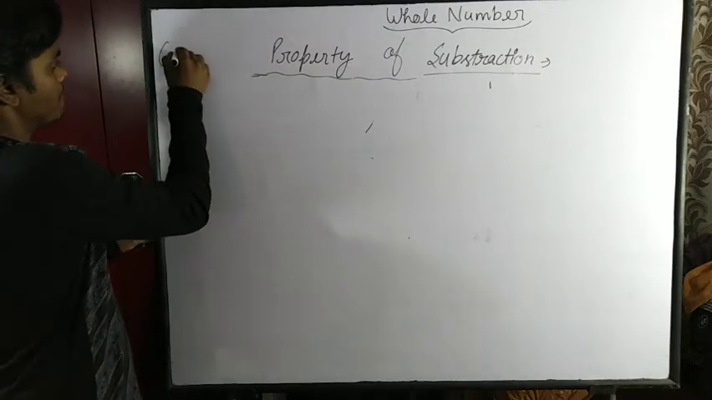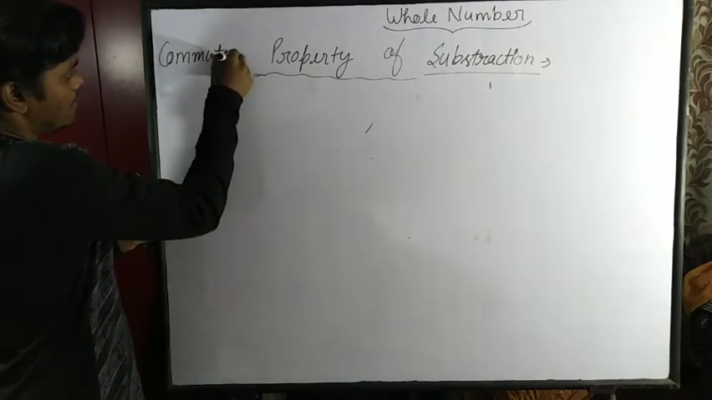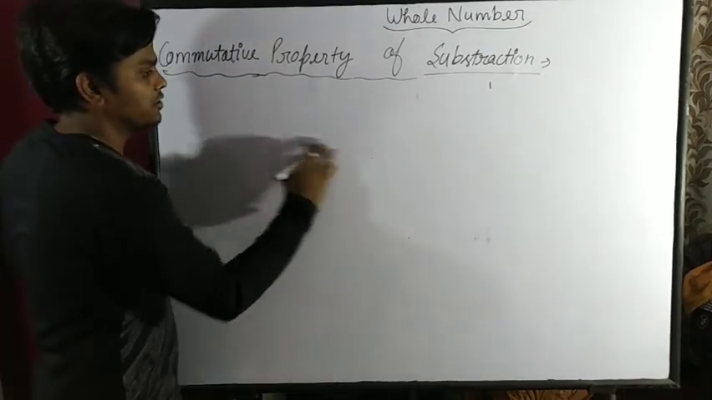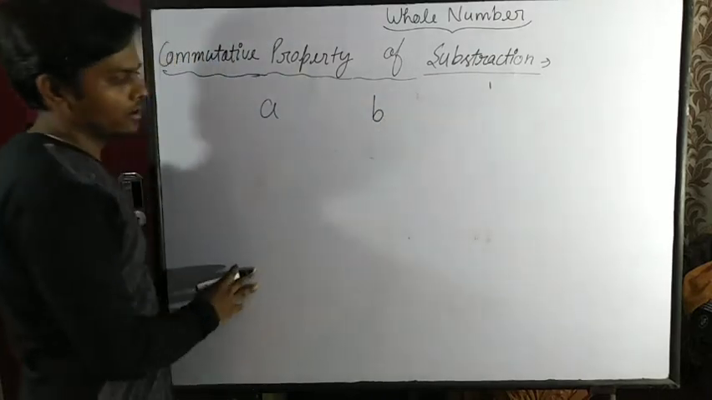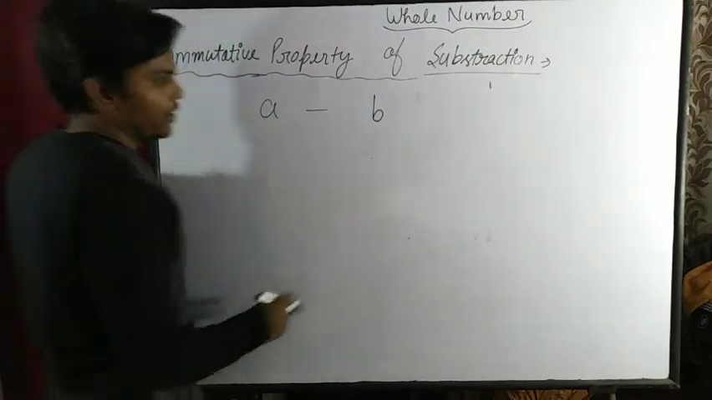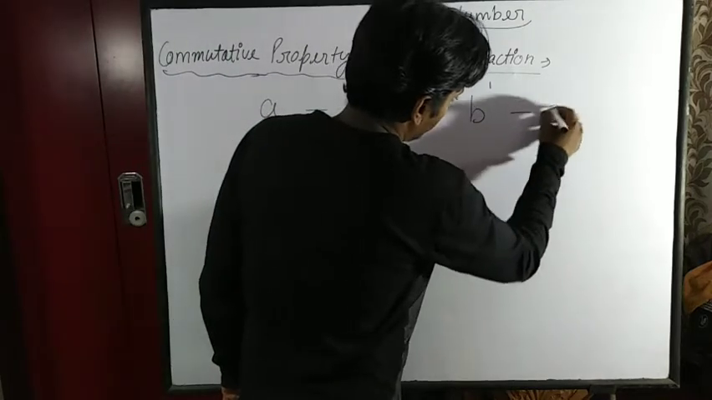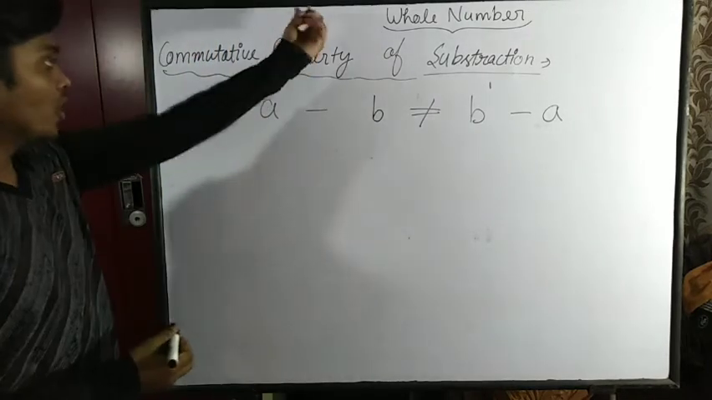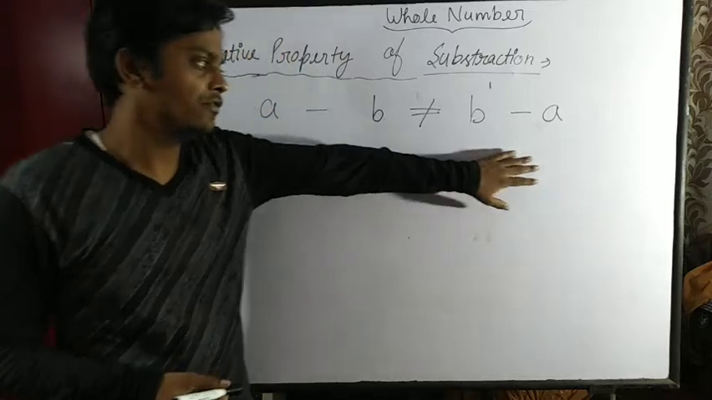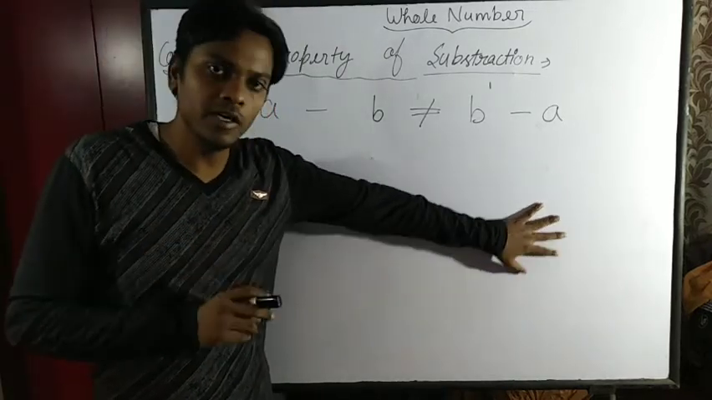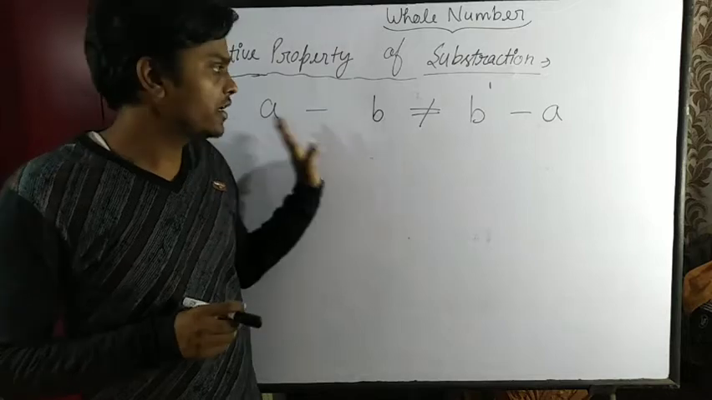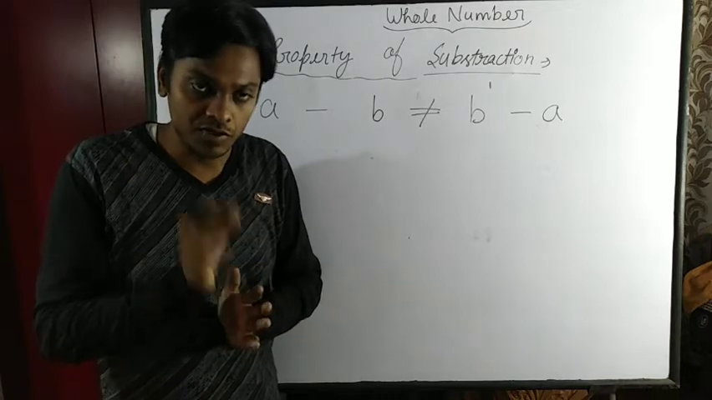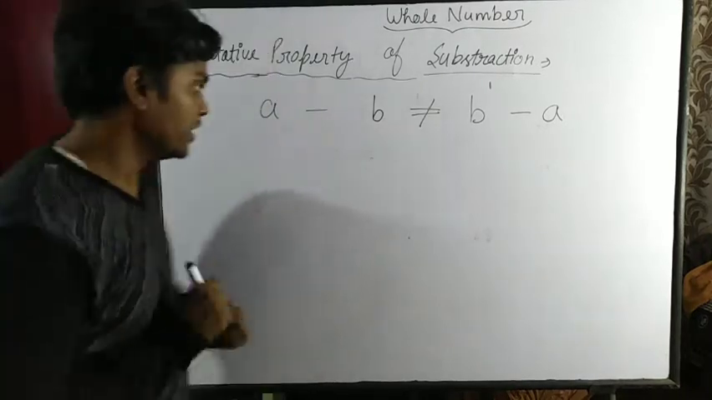See, the commutative property of subtraction. If we have two whole numbers, A minus B will not be the same as B minus A. If we change the order of the whole numbers, there will be a different result of subtraction. This means subtraction is not commutative.